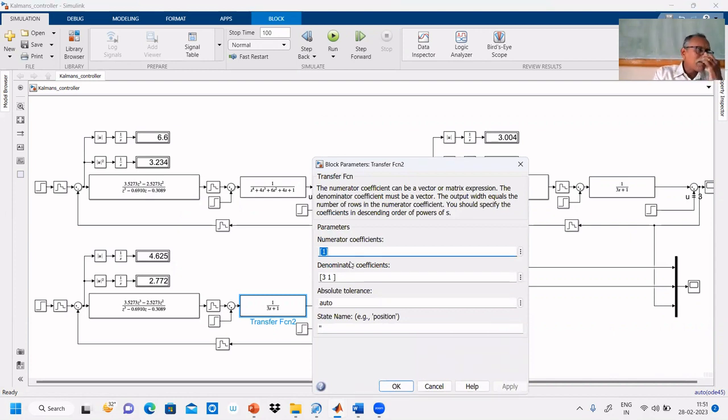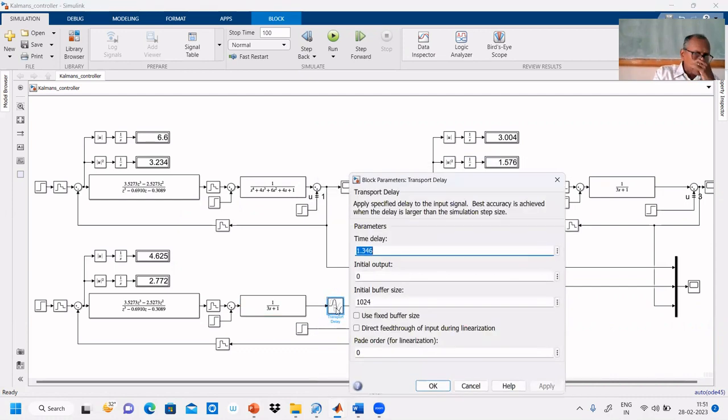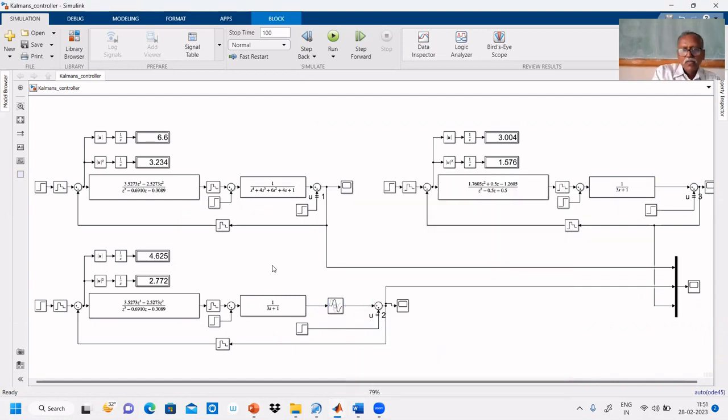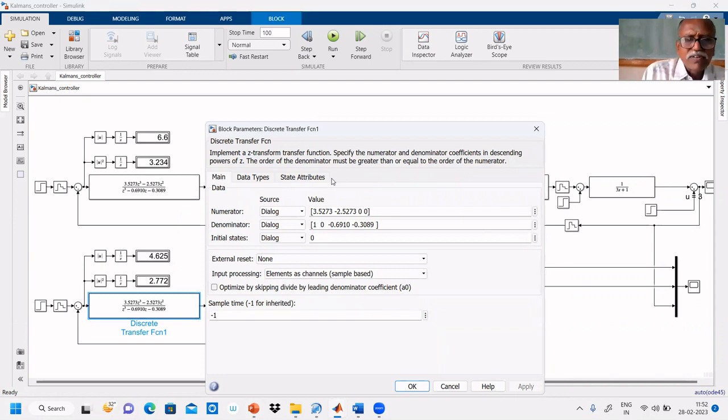The transfer function is 1 upon 3s plus 1. The dead time we assumed is transportation delay 1.346. So the controller is 3.5273 Z cube minus 2.5273 Z square. Coefficient of Z term is 0 and coefficient of constant term is 0. The denominator: coefficient of Z cube is 1, Z square is 0, coefficient of Z term is minus 0.6910 and constant term is 0.3089. So we entered the controller. Let us check.